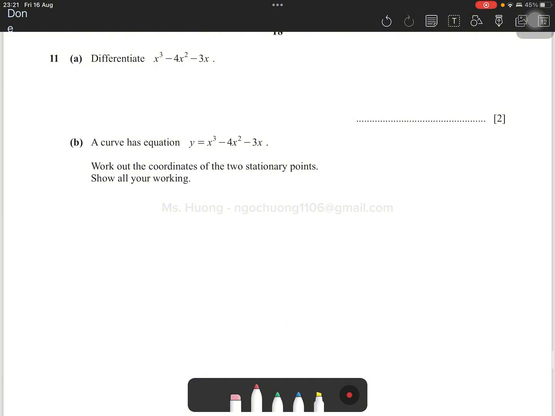Question 11. Differentiate x cubed minus 4x squared minus 3x. The derivative of x cubed is 3x squared. The derivative of x squared is 2x. And the derivative of 3x is 3. So the answer is 3x squared, minus 4 times 2 is 8x, minus 3.